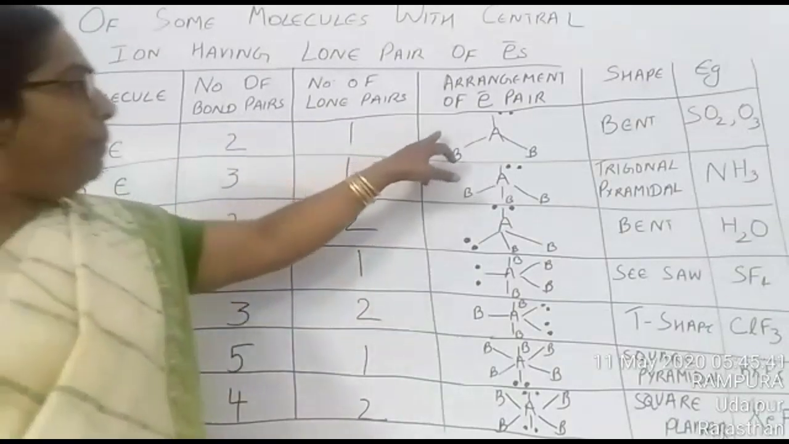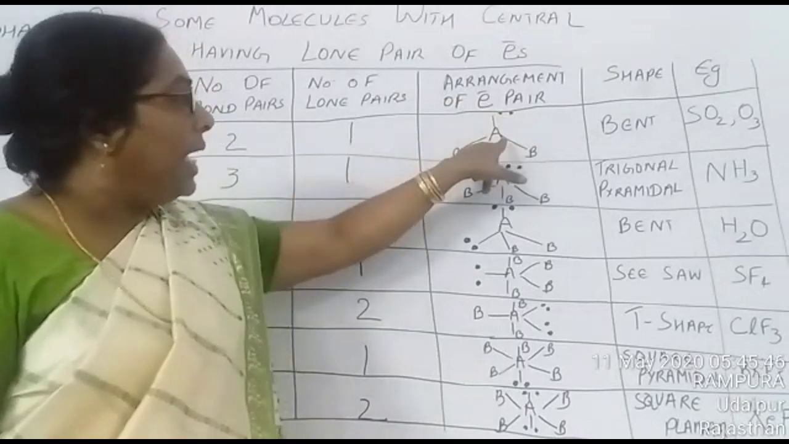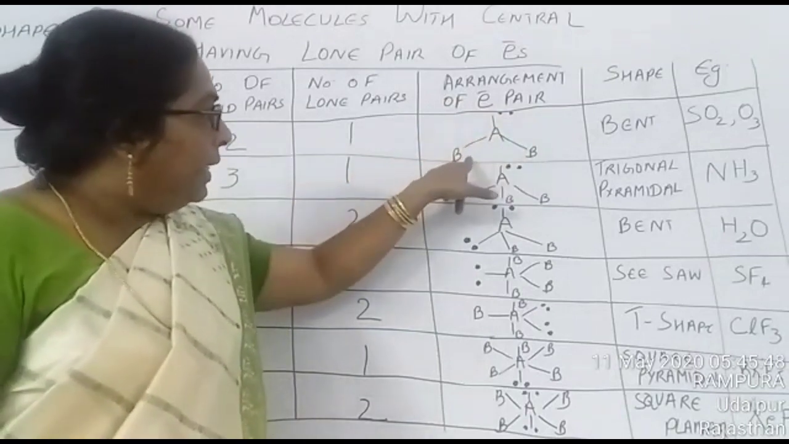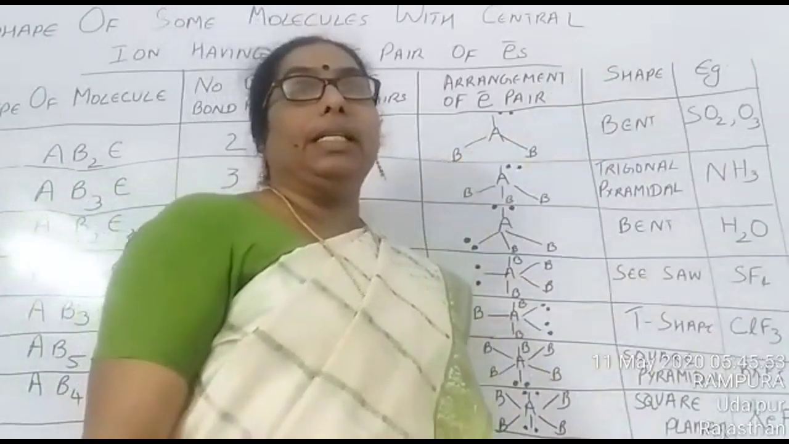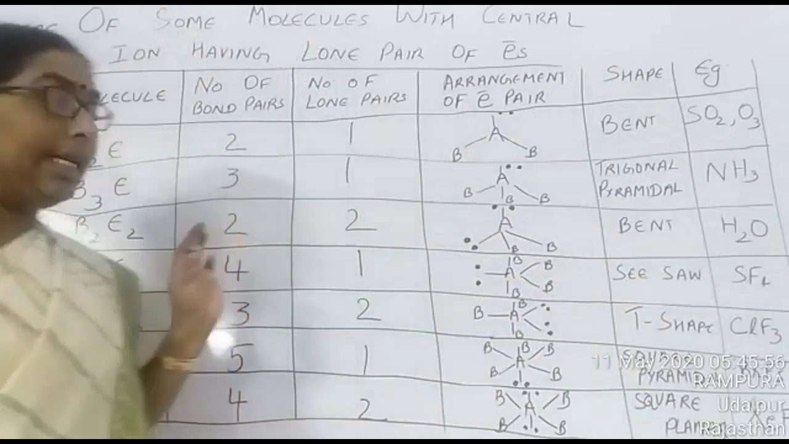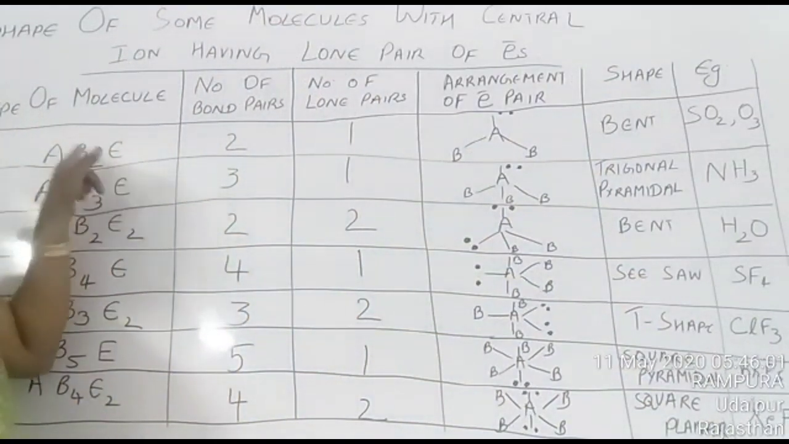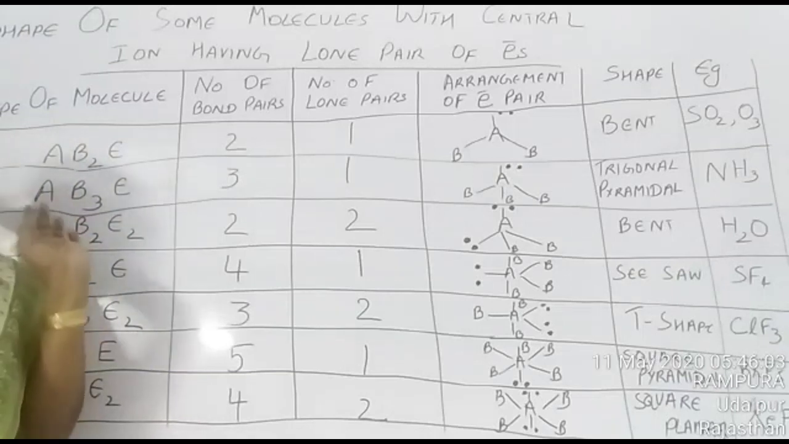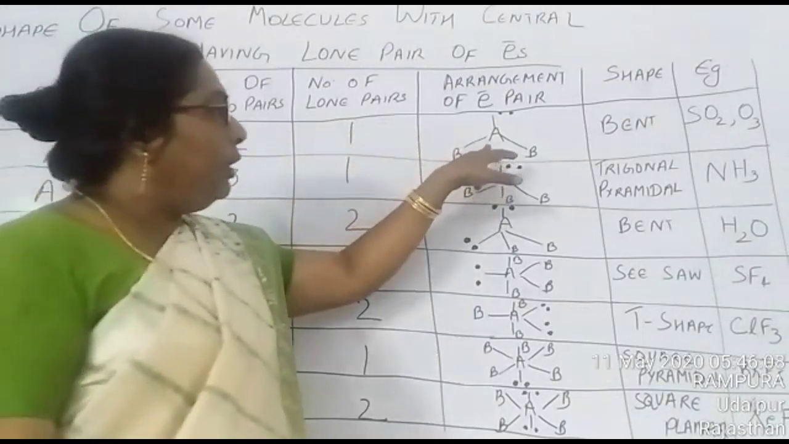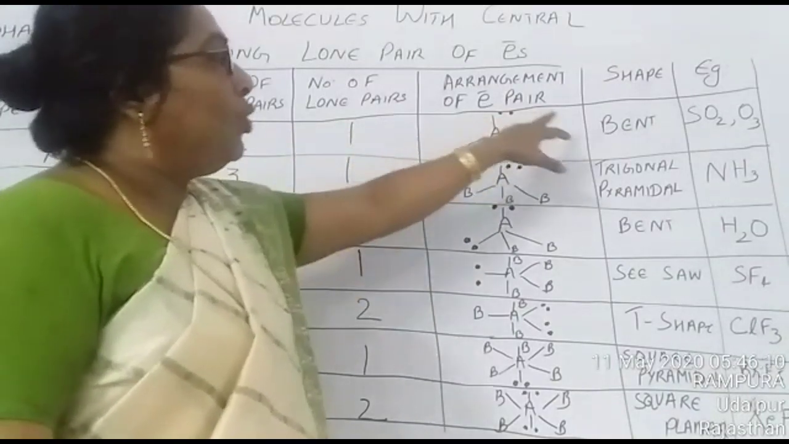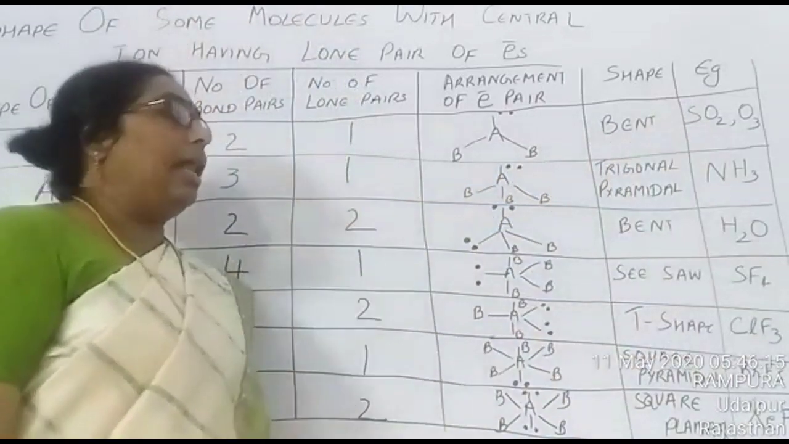Then this will be the arrangement of electron pairs. You can see that one lone pair is there which is arranged towards the top. And here just see, the molecule possesses a bent shape. Example, we can consider sulfur dioxide. Is it clear children? Suppose the type of the molecule is AB2E, that means the compound in which the central atom possesses two bond pairs and one lone pair, the arrangement of electron pairs will be this way. So the shape of the molecule is bent and we can see a simple example as sulfur dioxide.